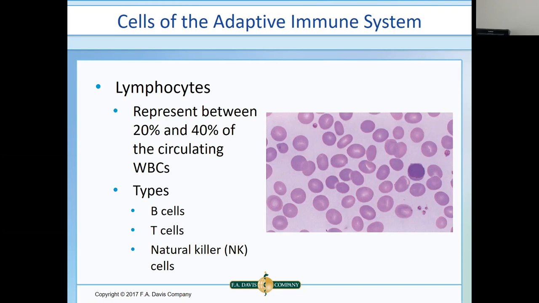When you're counting diffs in hematology, you're going to count neutrophils and lymphocytes. You might click over for a monocyte every once in a while, and you may see an eosinophil every once in a while, but these are your main two players. We have B and T cells, and we can't tell. We see this cell here, I don't know if that's a B cell or a T cell, but I know it's a lymphocyte.